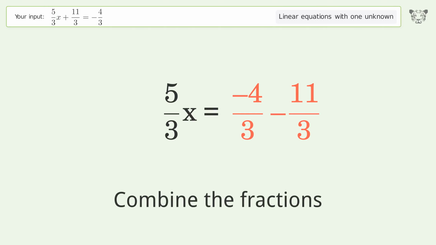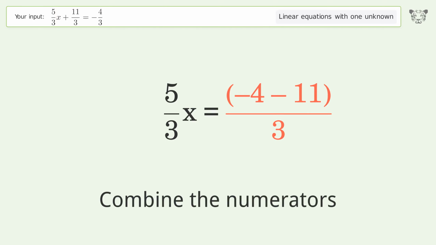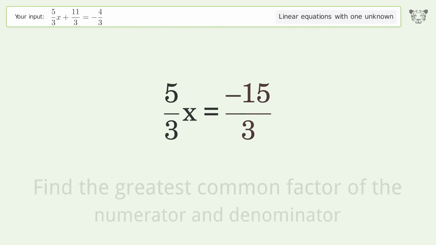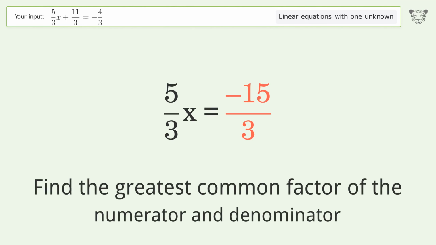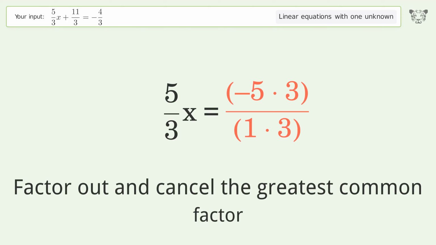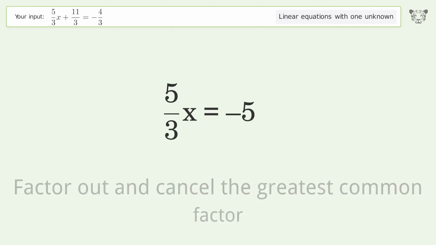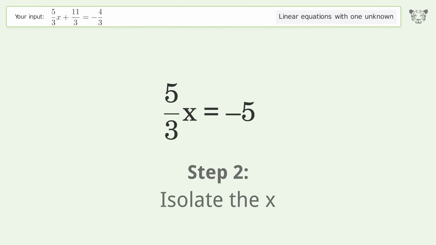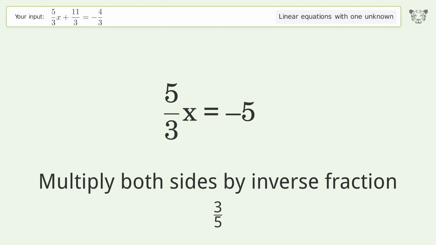Combine the fractions. Combine the numerators. Find the greatest common factor of the numerator and denominator. Factor out and cancel the greatest common factor. Isolate the x. Multiply both sides by inverse fraction 3/5.